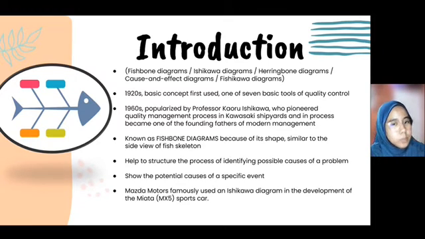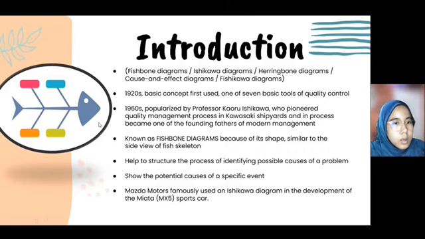Okay, why is it known as the fishbone diagram? Why not another name? We could choose many other names. So, why is it called the fishbone diagram? We call it the fishbone diagram because its shape is similar to the side of a fish skeleton, like the picture I put in the slide.